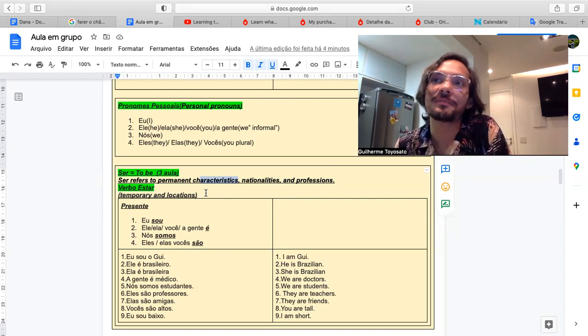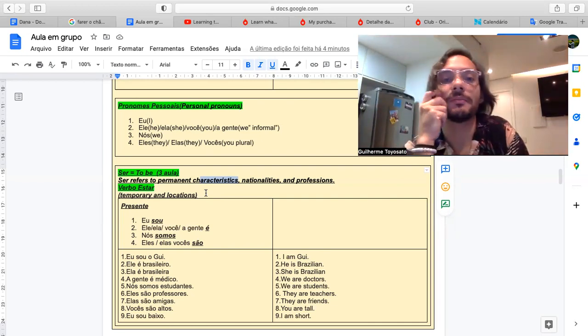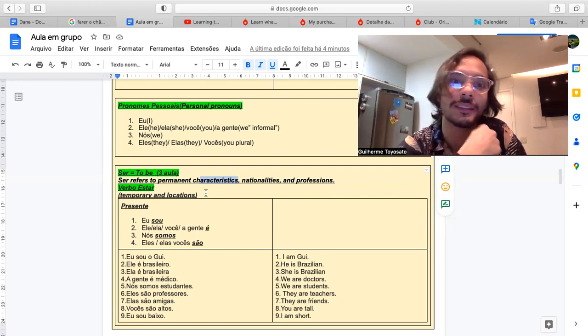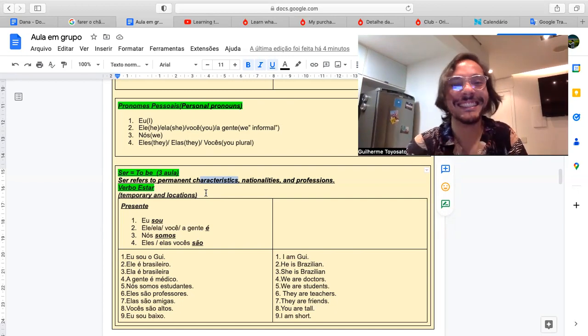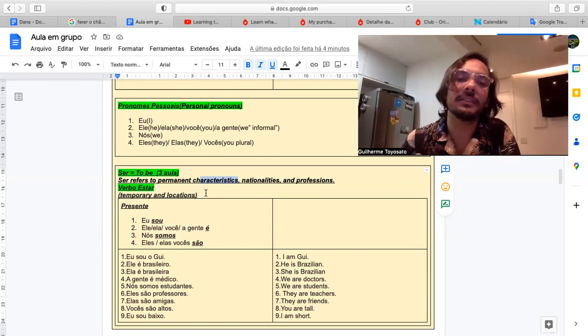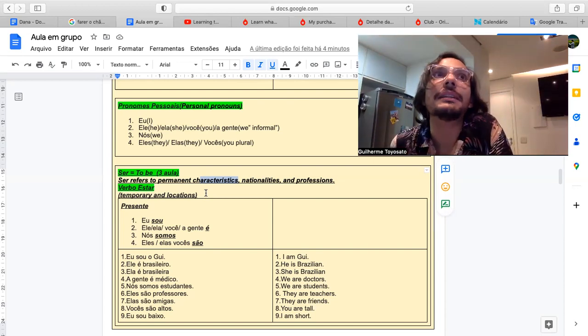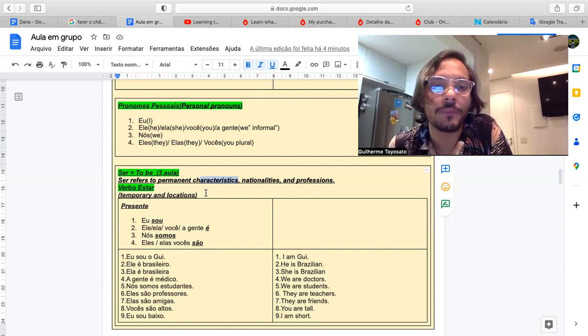When you say I'm happy in Portuguese, you can use it as a permanent thing, more like a personality, right? But if you say I'm sad, you're going to use the verb estar because this is temporary. If I eat a very good chocolate, I'm going to be very happy. So that's the difference between ser and estar. If I say I'm Brazilian, verb ser. I'm a tutor, I'm a teacher, verb ser. If I say I am in Brazil, verb estar.